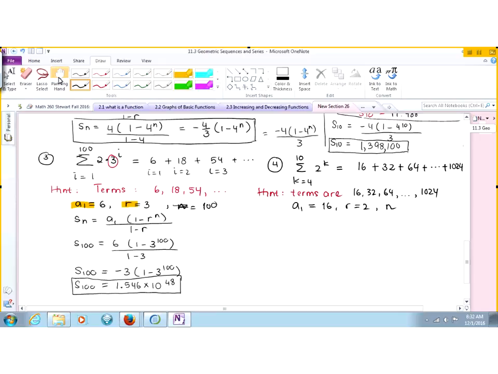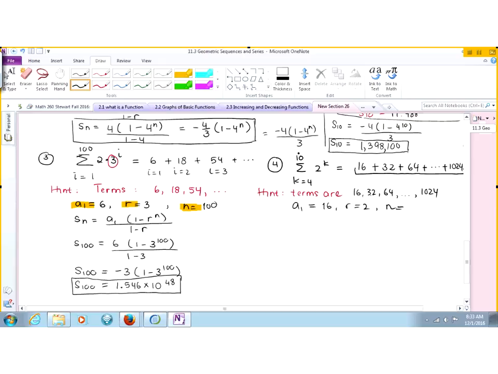Before, n was 100. What about n here? Since k equals 4, would 16 be A4 instead of A1? No. It doesn't matter how the summation is written. This is your geometric series, with A1, A2, A3. But I need to figure out what n is, since you're not starting with 1.